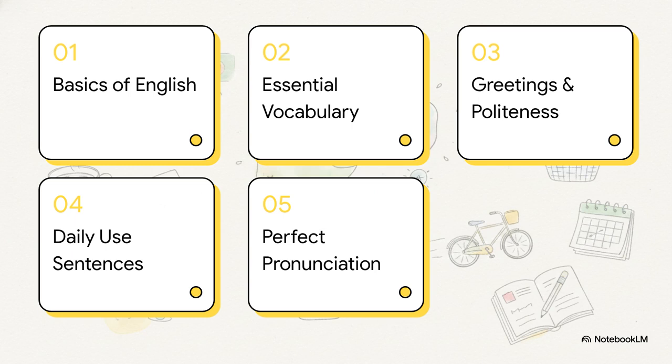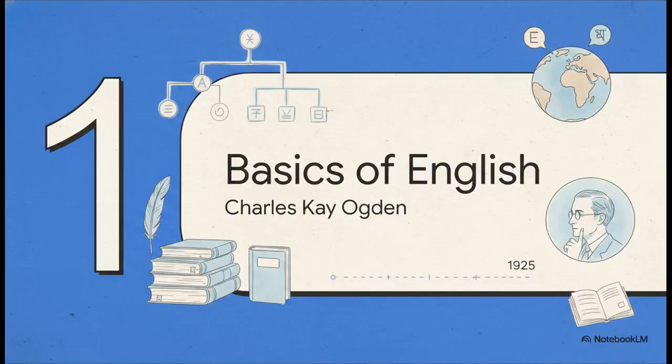To get us there, we've got a really clear roadmap. 1. The basics of English. 2. Essential everyday vocabulary. 3. Greetings and polite expressions. 4. Daily use sentences. And 5. Perfecting your pronunciation. All right, let's jump straight into Section 1, the basics of English.